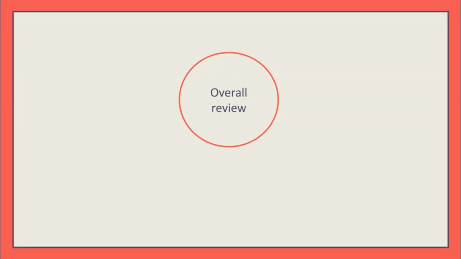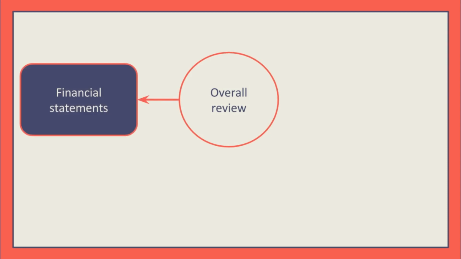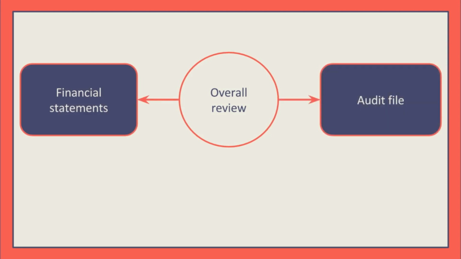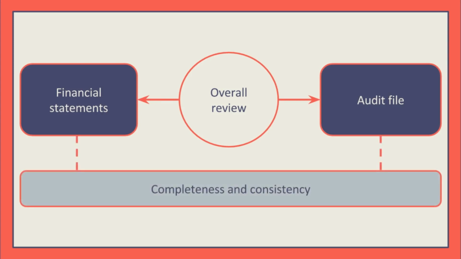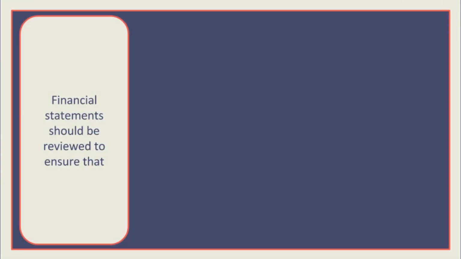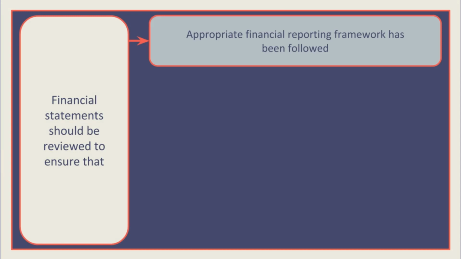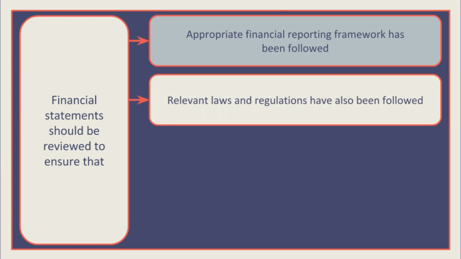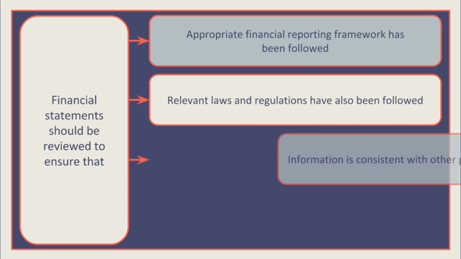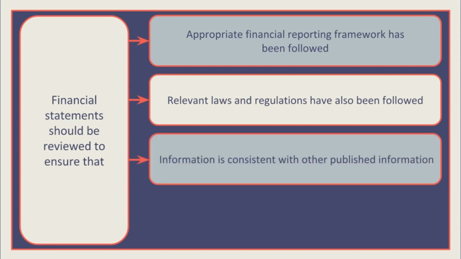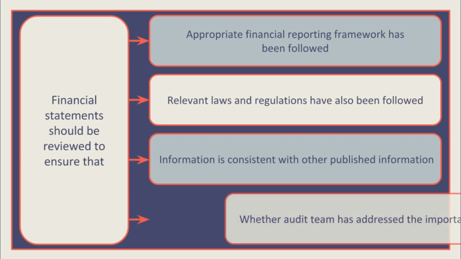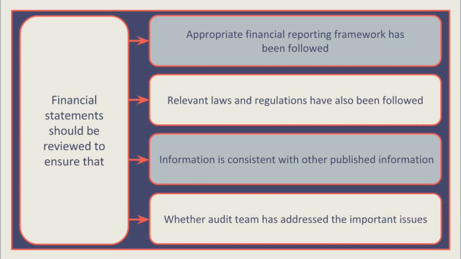The overall review is where the auditor will review the financial statements and the audit file. Here, the auditor should ensure that both the financial statements and the audit file are complete and consistent with one another. The financial statements should be reviewed at the end stage to ensure an appropriate financial reporting framework has been followed, any relevant laws and regulations have also been followed, the information within the financial statements is consistent with other published information, for example the director's report, and whether the audit team has addressed the important issues within the balances and transactions.